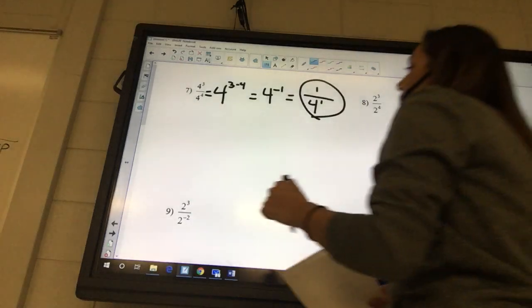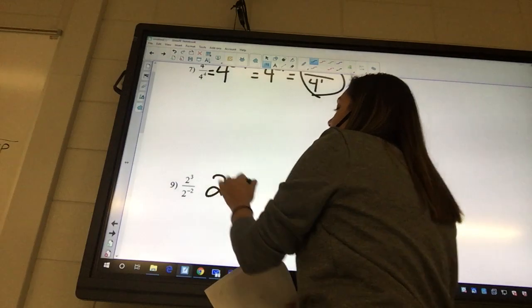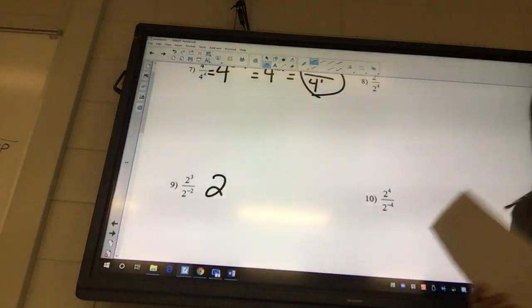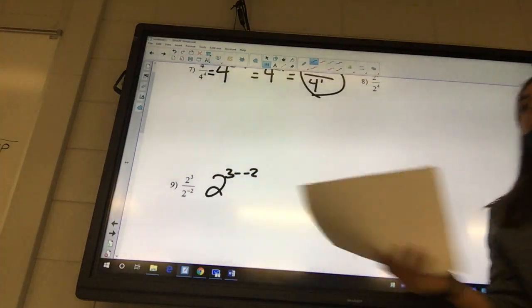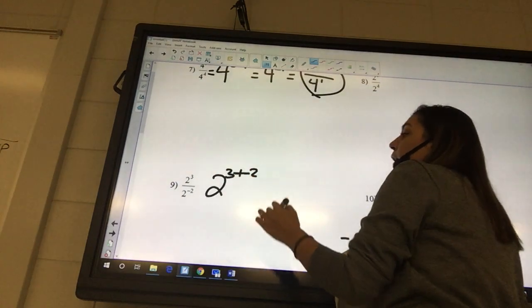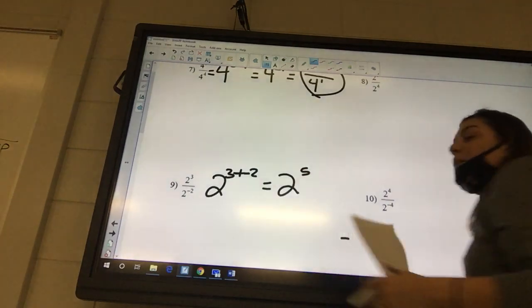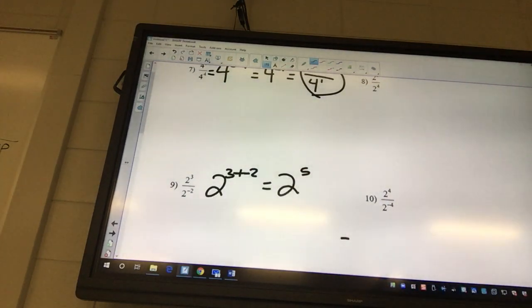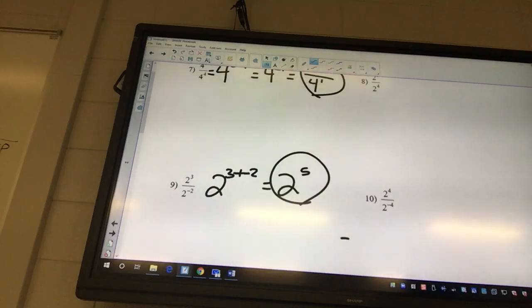Okay, look at 9. So it should say 2 to the what? 3 minus negative 2. What's a minus minus? Plus. It's a plus. So it's really going to be 2 to the 3 plus 2. So it's 2 to the 5. Are we finished? Yes. Why? Because it's a number. There's no negatives. Okay.